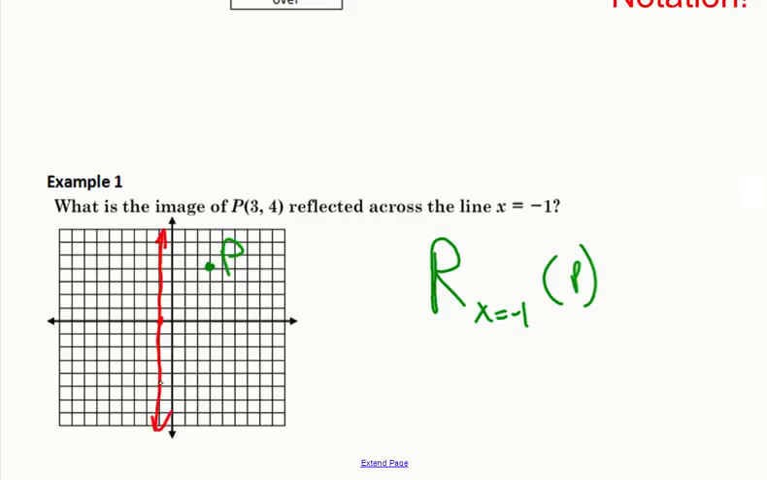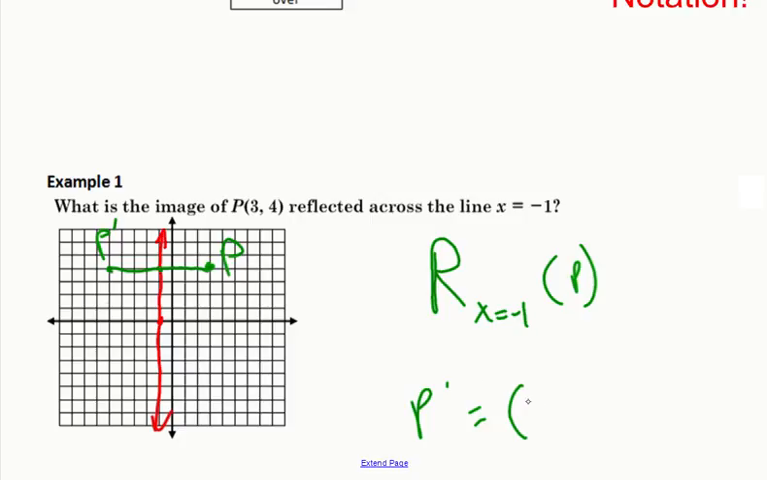Now we want it to reflect across it. So if this is the line, it has to be the same distance, and it has to form a perpendicular bisector. So same distance away. In this case, we're 1, 2, 3, 4 away here. So we're going to go 1, 2, 3, 4 over here. And it's already perpendicular to that line when you start going this way because of how the coordinate plane is. So this right here would be P prime.